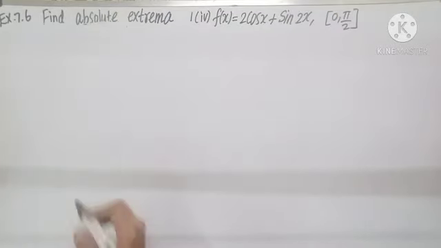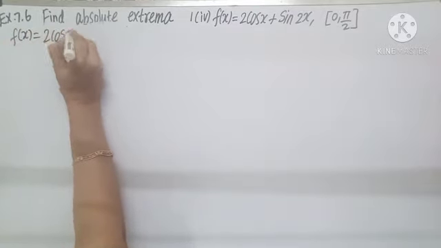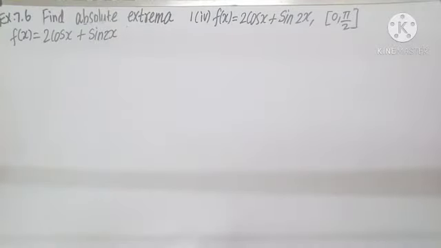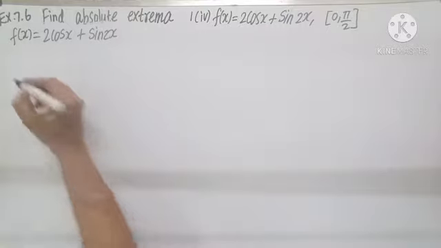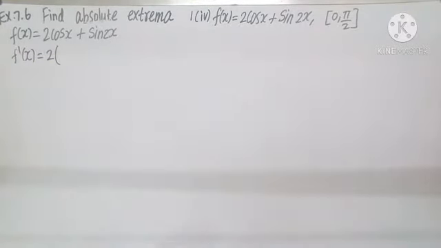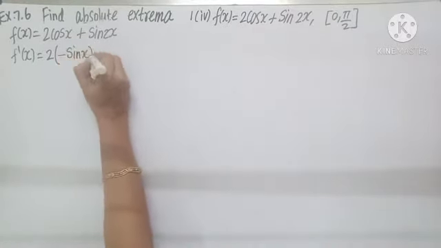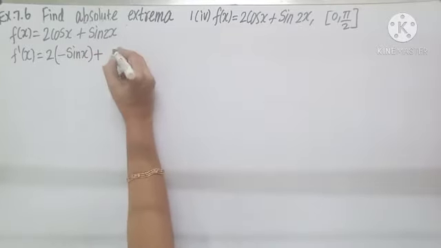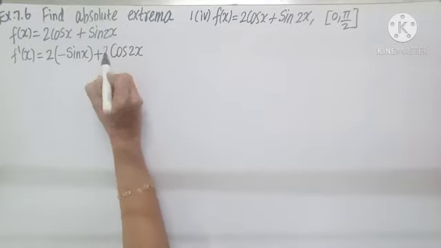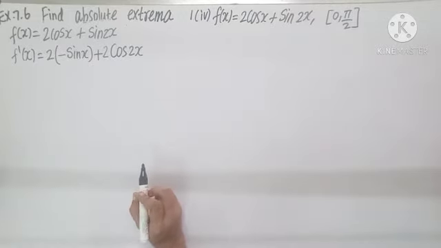Subsection 4, f of x is equal to 2 cos x plus sin 2x, and the interval given is 0, pi by 2. Find out the derivative. F dash of x is equal to 2 into, what is the derivative of cos x? Minus sin x plus sin 2x. The derivative is cos 2x because 2x is coming into 2. So sin 2x becomes 2 cos 2x.